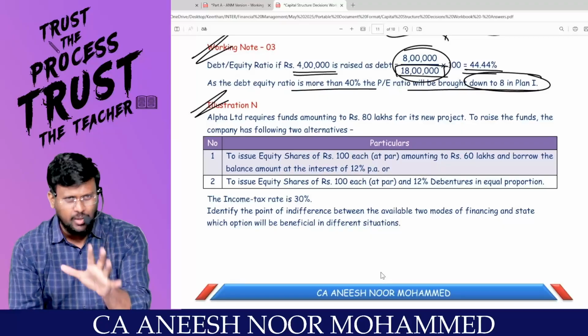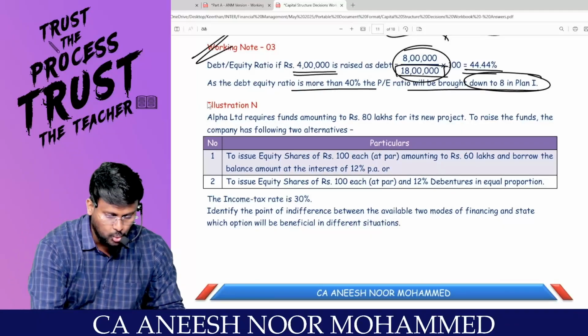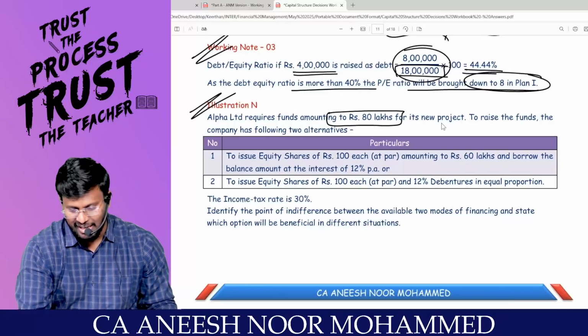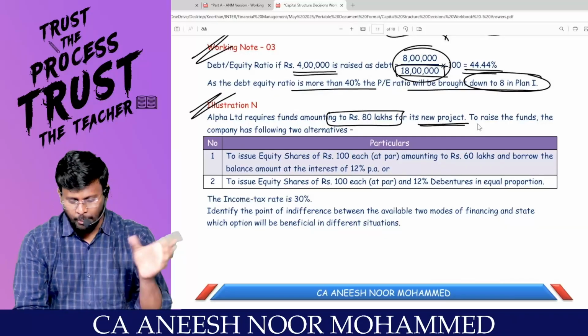If you are stuck anywhere, about why this has happened, this is the explanation for that question. I'm coming to illustration number 2, the second question. Alpha Limited requires funds amounting to 80 lakh for its new project. The company already exists; for the new project, 80 lakhs is the requirement.